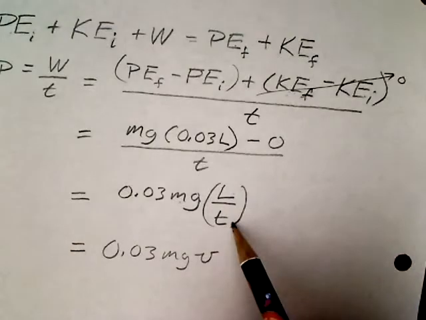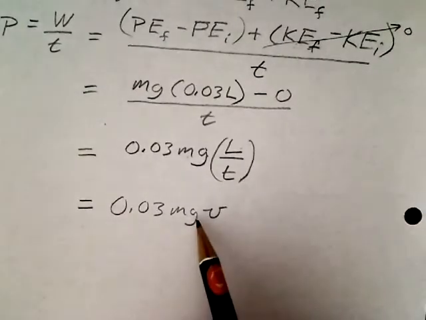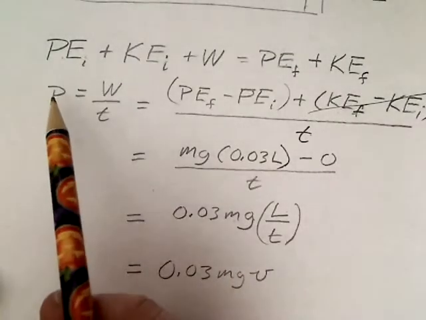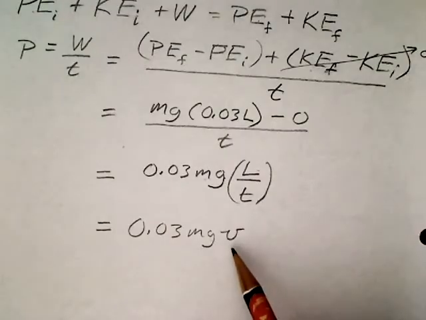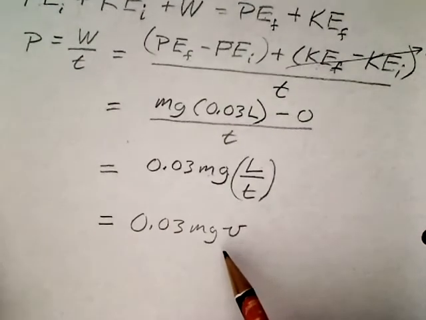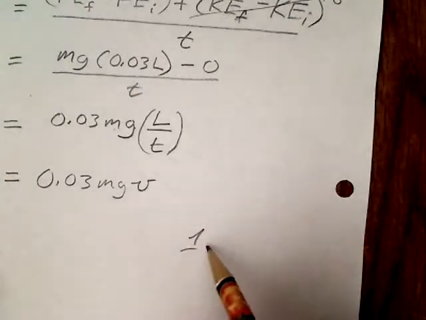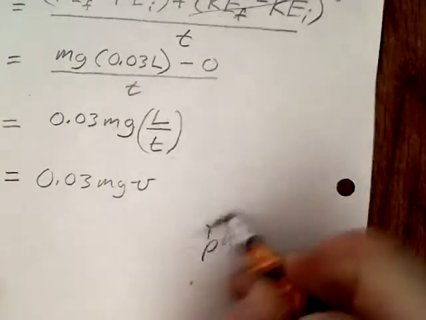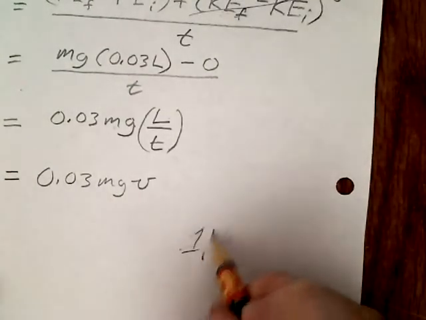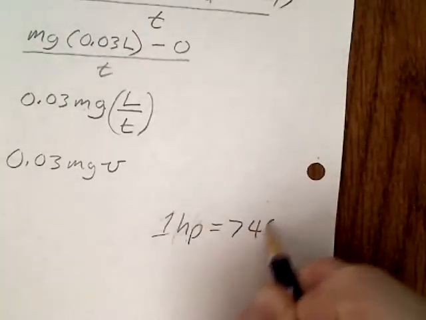Distance over time. This will allow you to find the power, that's what the P stands for here, the power in watts, and then you can convert that over to horsepower by realizing that 1 horsepower is equal to 746 watts.